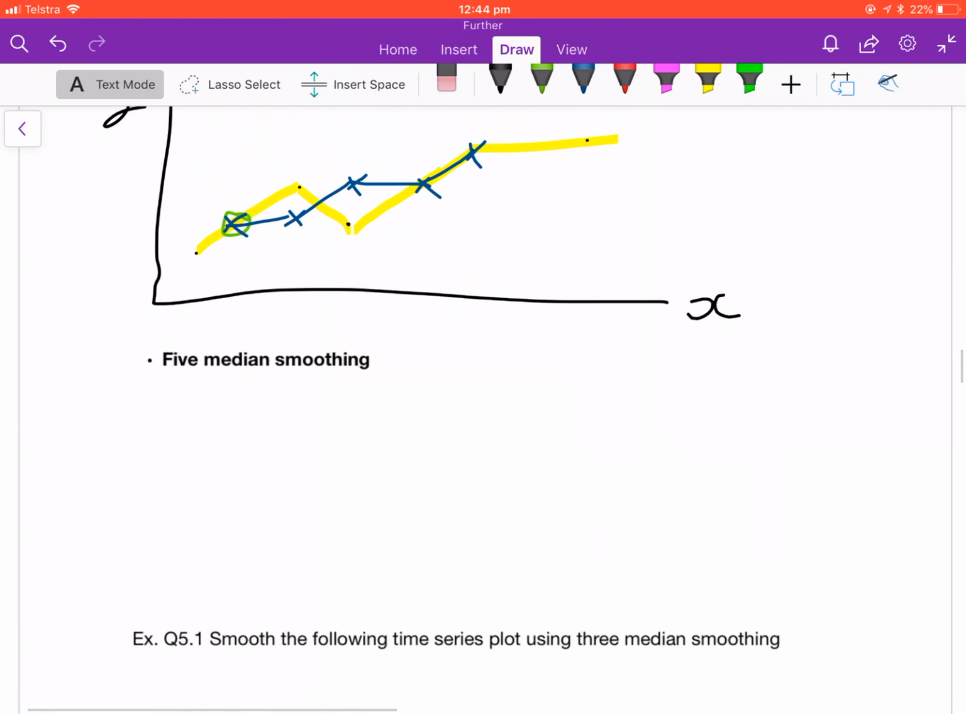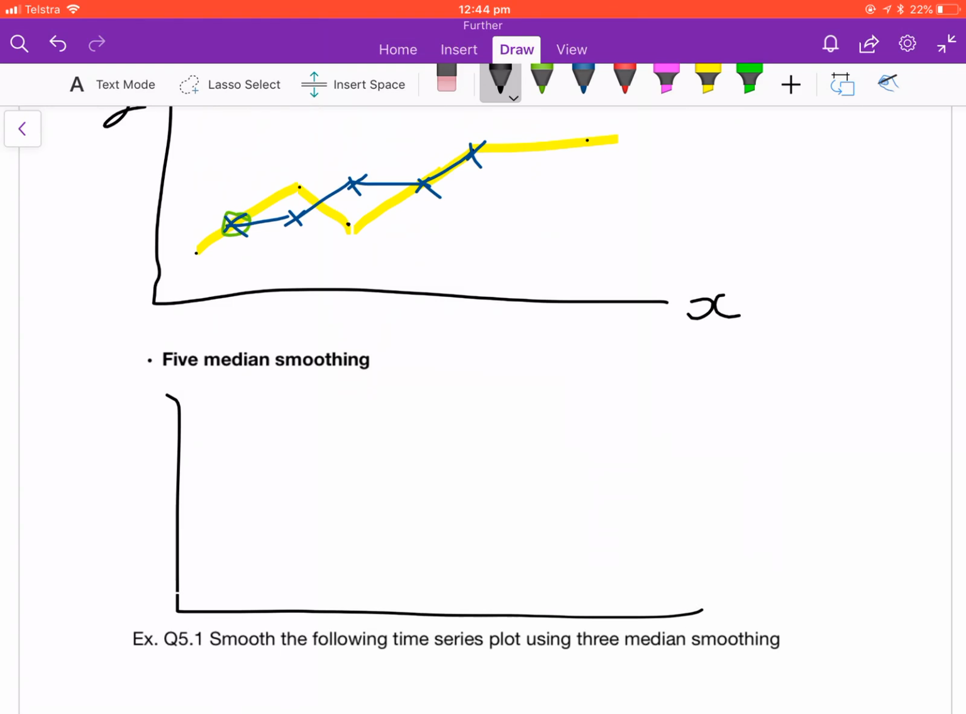So 5 median smoothing, it's the exact same idea, but you just take the 5 data points, so 2 either side of the data point you're looking at. So here we might have 2 data points either side, for example.